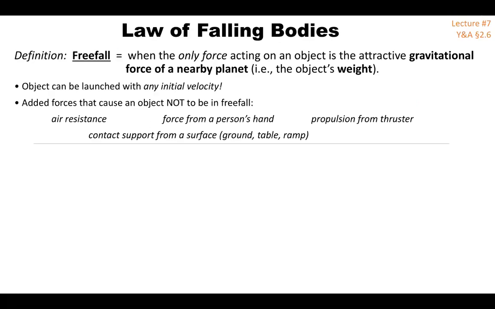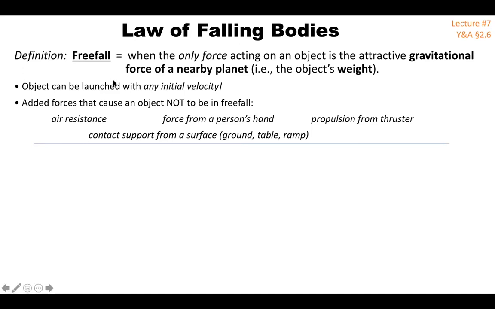So before we say more about free fall, first we need to define what we mean by the situation of free fall. An object is in free fall when it's experiencing only one force, and that one force acting on the object is the attractive gravitational pull of a nearby planet. Now, the name that we're going to learn later, and that was mentioned already in the previous lecture, for this force is weight. So put more succinctly, an object is in free fall when it's experiencing only one force acting on it, and that is its weight.